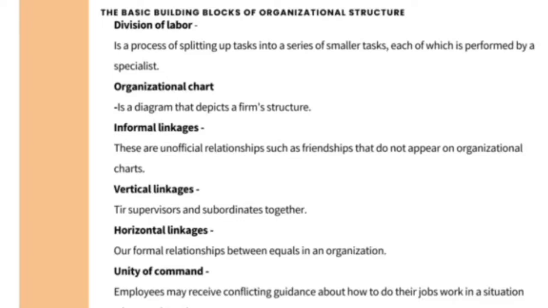Next, informal linkages. Informal linkages do not appear in the organizational chart, but they can have a significant influence on how firms operate. And lastly, unity of command. Employees may receive conflicting guidance about how to do their job if they work in a situation where multiple bosses are present. This problem can be avoided by following the unity of command principle, which states that employees should only report directly to one supervisor. Unity of command also helps organizations to avoid such confusion.